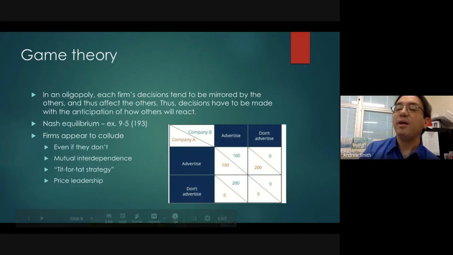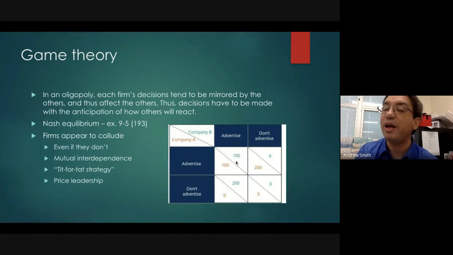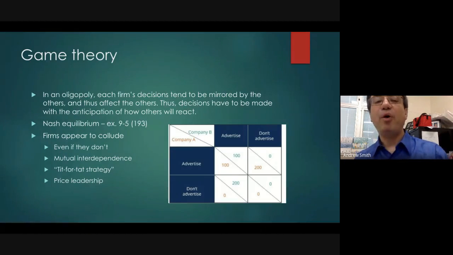So we know that the best strategy for both companies is to advertise, because they're both going to be better off if they advertise here. The company that doesn't advertise is going to make $0. The company that advertises is either going to make 100 or 200 based on what the other one does. So the best thing for both companies to do is advertise. And so you look for generally what's the best case scenario for both sides.